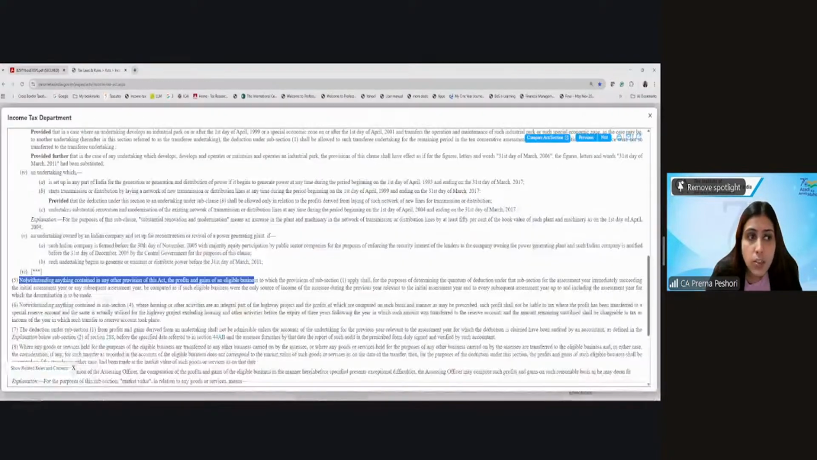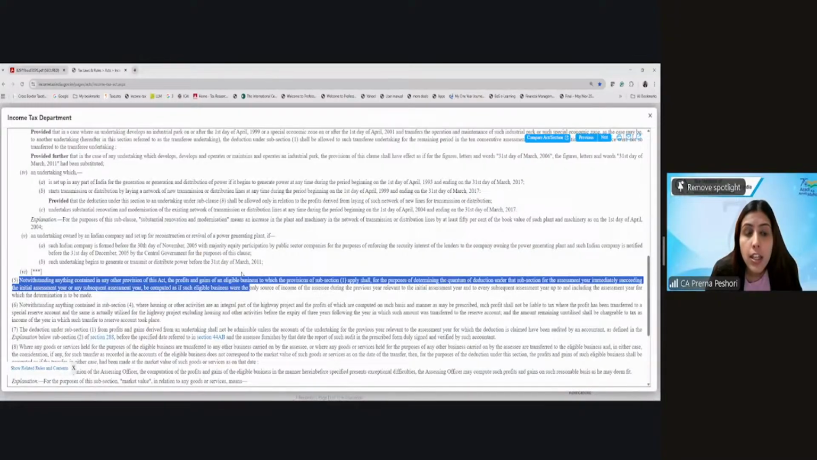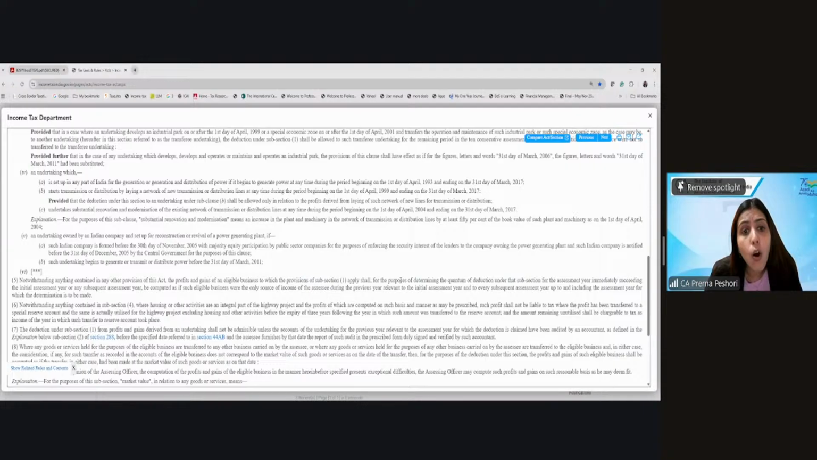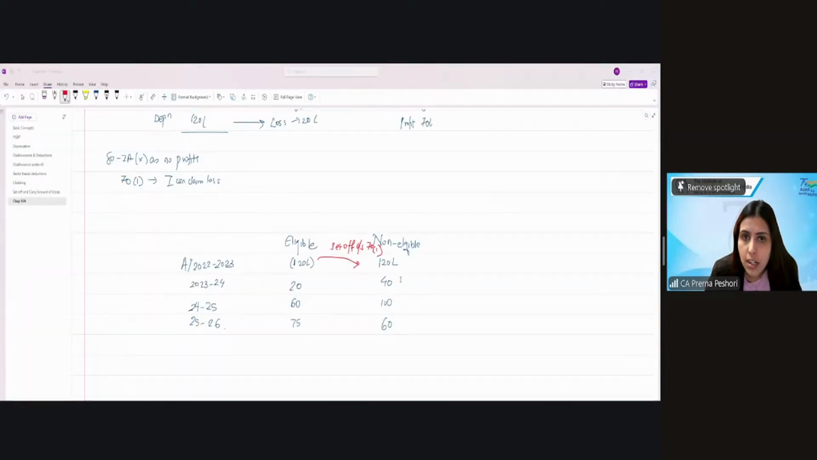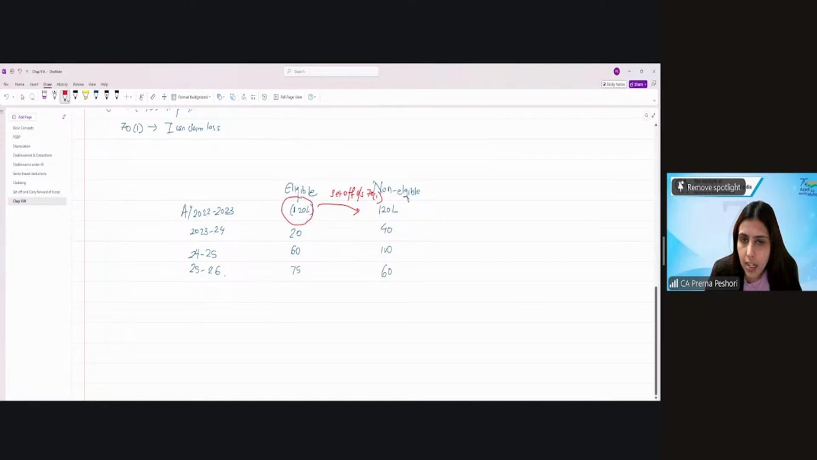If you look at it, it says notwithstanding anything, the profits and gains which are there, you have to consider that it is the only source of income. From the eligible business, whatever profits are there, this is the only source of income. So here, this 120 which is there, we will assume that this is not offset against the non-eligible business. Are we getting this point?